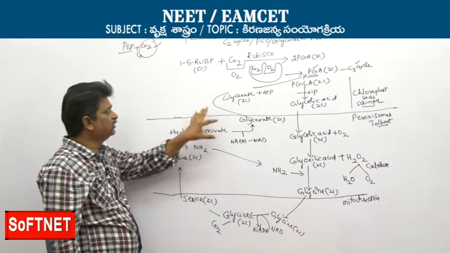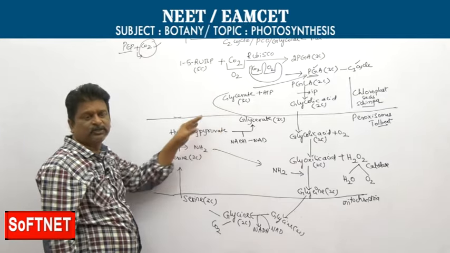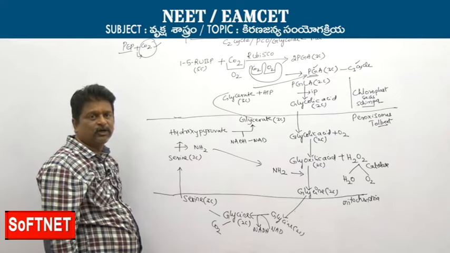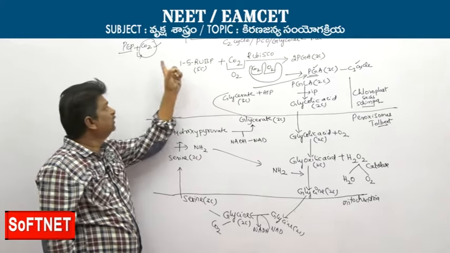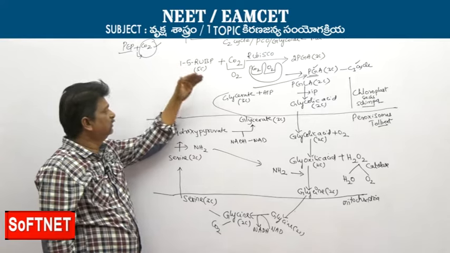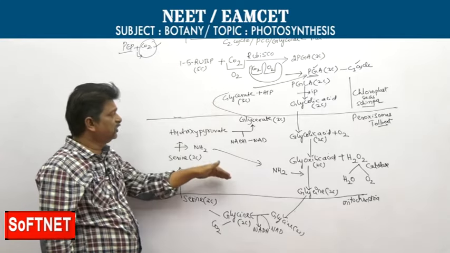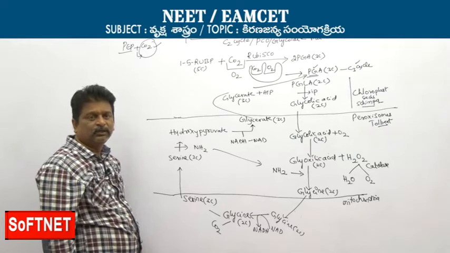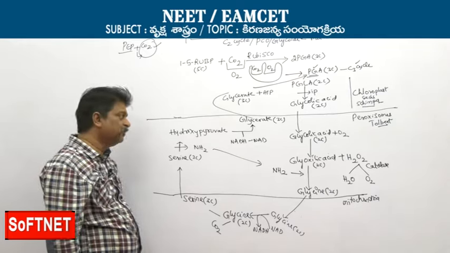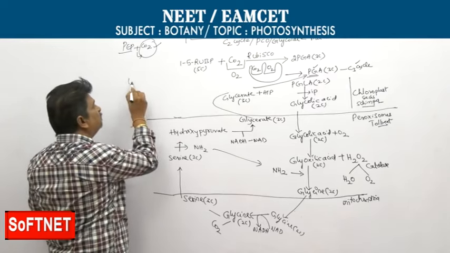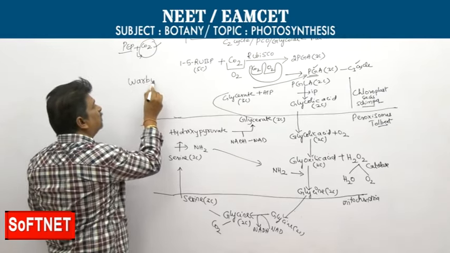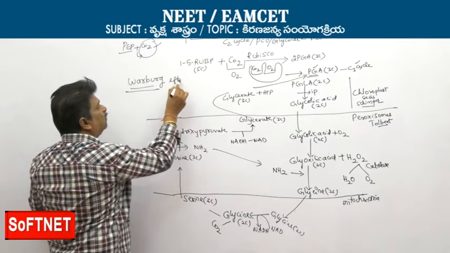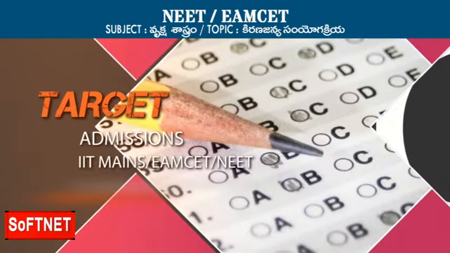Only in C3 plants does photorespiration take place, because C3 plants do not contain an efficient carbon dioxide fixator, that is PEP. That is why photorespiration occurs in C3 plants and reduces photosynthesis. Previously it was first reported by Warburg. So, photorespiration is also called the Warburg effect.